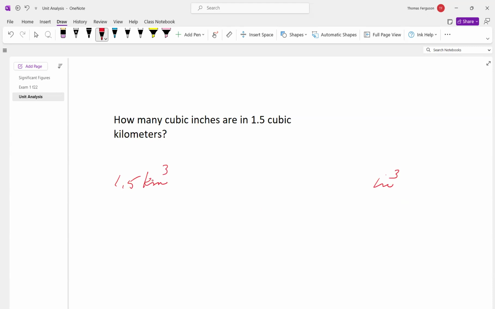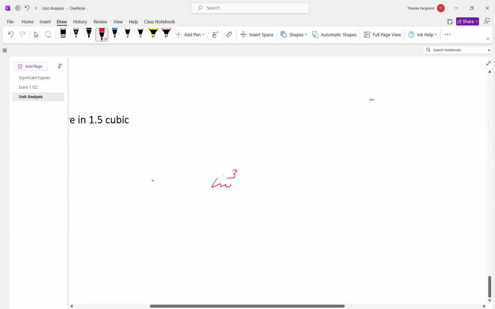We can go kilometers to meters, meters to centimeters, centimeters to inches. Each one of those needs to be a cubic conversion. And remember, in a length, one dimensional, we've got 2.54 centimeters in 1 inch. But that's not cubic. So to cube that, we're going to cube both sides, so that's the cubic conversion factor.